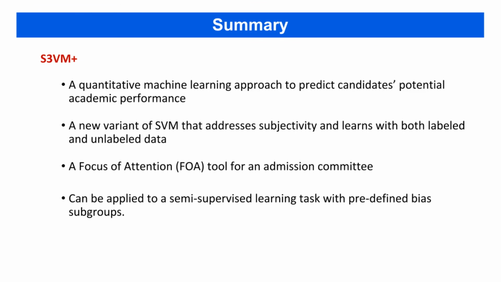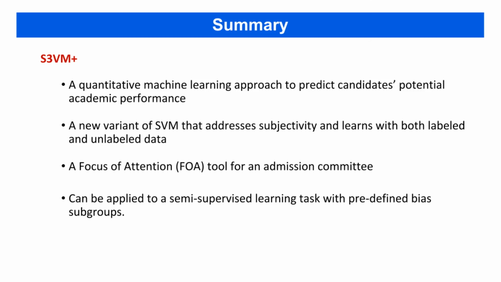In summary, our model, S3VM Plus, is a quantitative machine learning approach to predict candidates' potential academic performance. It is a new variant of SVM that addresses human subjectivity and lack of labeled data simultaneously. Although the performance of our approach is not perfect, our experimental results demonstrate an effective predictive model that could serve as a focus of attention tool for an admission committee.